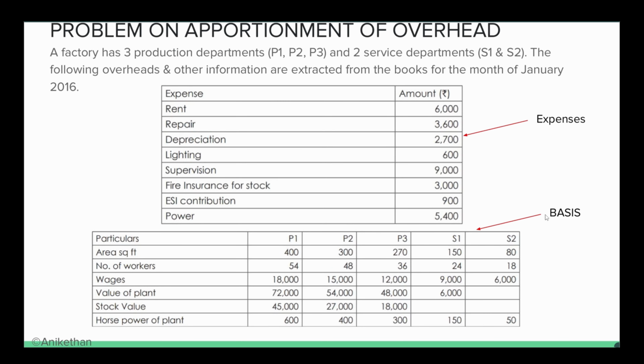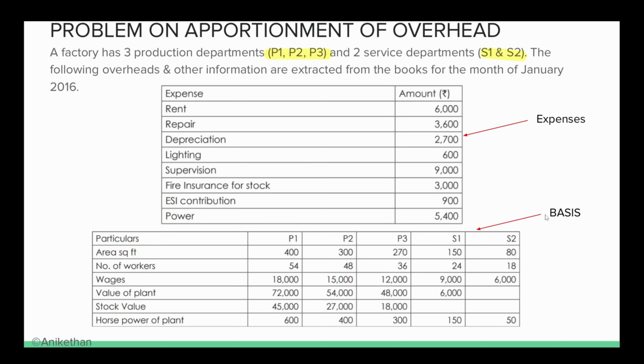This is an example of a problem on apportionment of overhead. In this class, I will only discuss the data of this problem, and in the next class, I will solve this problem. Let us understand the question, very important. A factory has 3 production departments and 2 service departments. So this is important data. Why? Because if there is a service department, then reapportionment will be required. The following overheads and other information are extracted from the books for the month of January 2016.